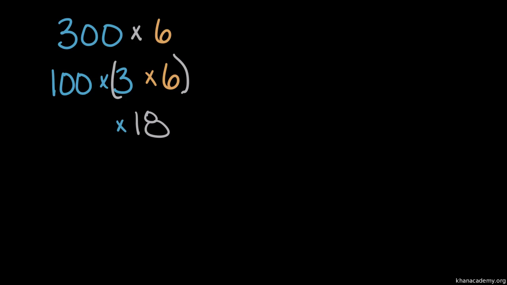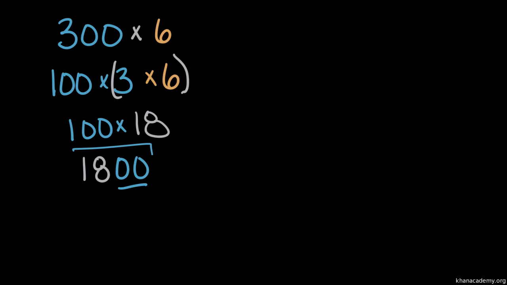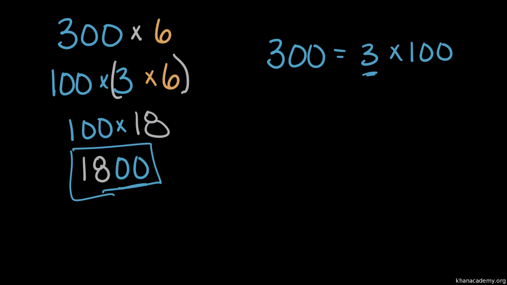And then we still have 18 times 100, or 18 hundreds. So we can write that as 18. And then to show hundreds, we'll put 2 zeros on the end, or 1800. Just like up here, just like we saw that 300 is equal to 3 times 100, or our 3 with 2 zeros on the end. Well, same thing here. 18 times 100 is 18 with 2 zeros on the end, or 1800. So 300 times 6 equals 1800.